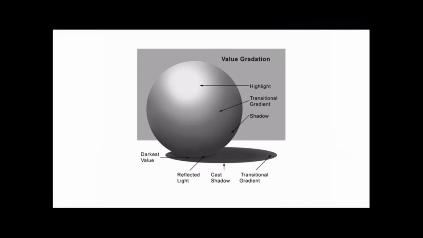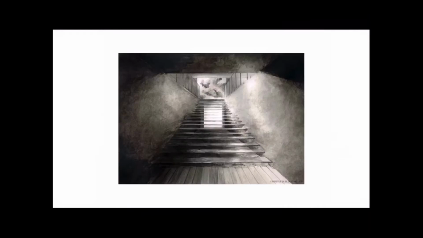And then it's hitting the sphere. And then you see a highlight. You have a transitional gradient. Then you have a shadow, which is at the bottom where it's not getting any light. Then you have the darkest value down here. And then you have reflected light, cast shadow, transitional gradient. So there's a lot of things going on, and a lot of things you want to think about when you're drawing realistically, and you want to create the illusion of form, which is a three-dimensional shape.